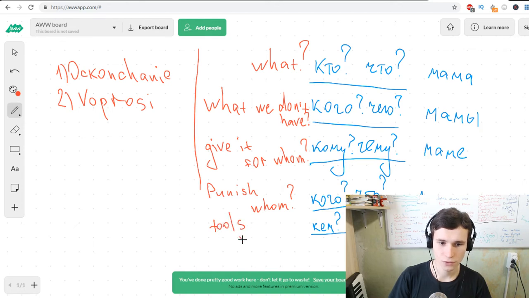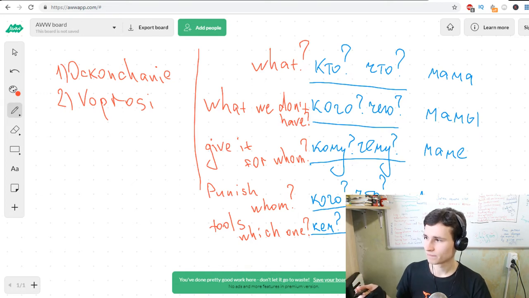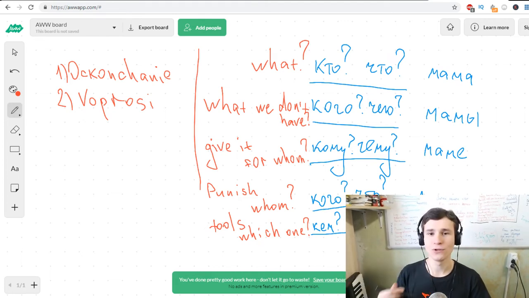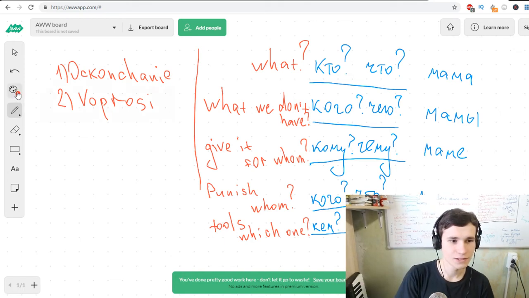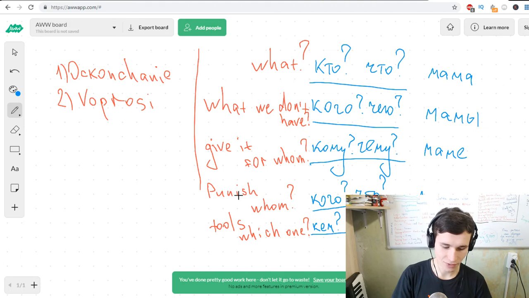Tools. Which one, maybe? I don't know really how, but you need to understand that this is for tools. For using tools. What will we use to create this? We will use мамой. Okay? Мы будем пользоваться мамой. We will use мама. Okay, next. Last, but not least.